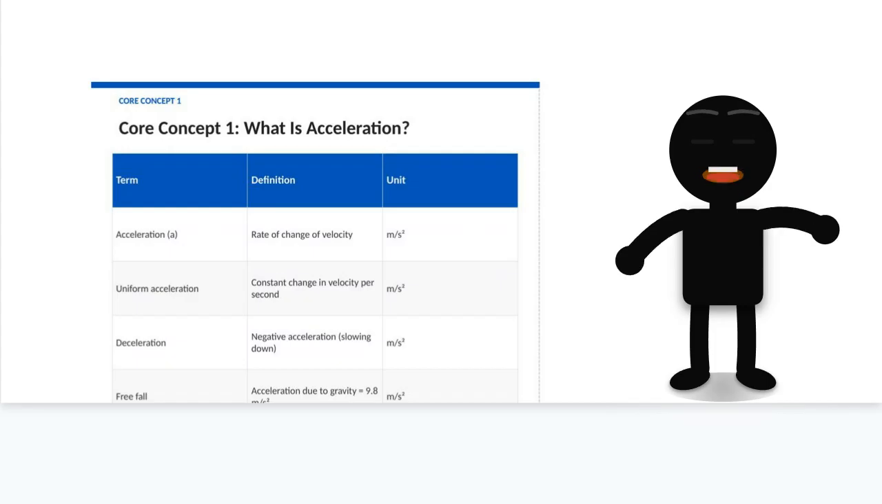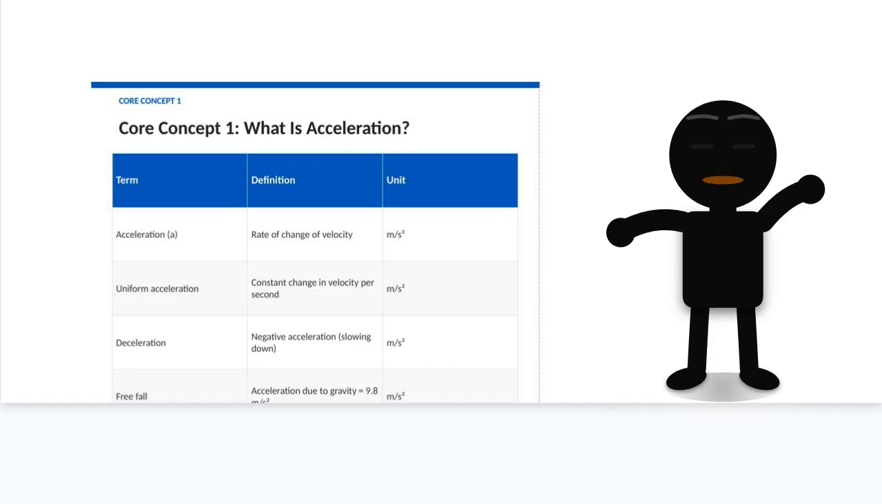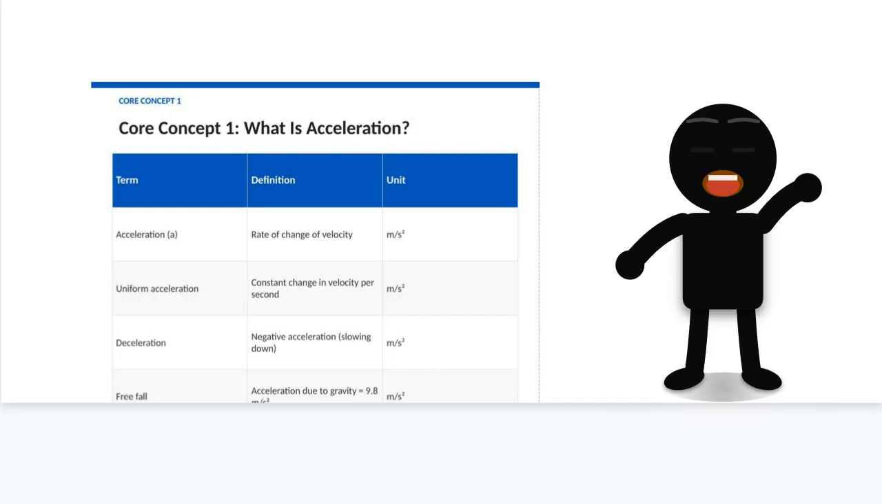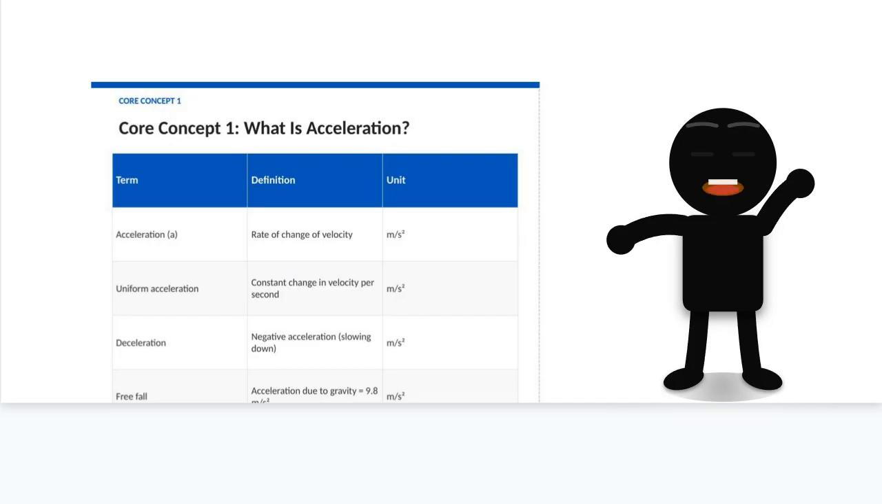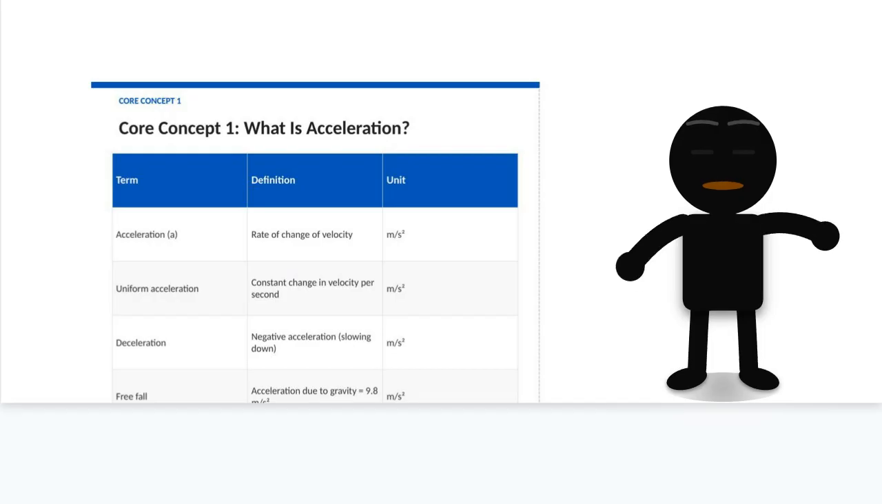Acceleration is defined as the rate of change of velocity. In simple terms, how quickly is your speed changing? The formula is a equals delta v divided by t, which means final velocity minus initial velocity, all divided by time. The unit is meters per second squared. Notice that acceleration is a vector, it has both magnitude and direction. When you brake your car, you are still accelerating, just in the opposite direction to your motion.